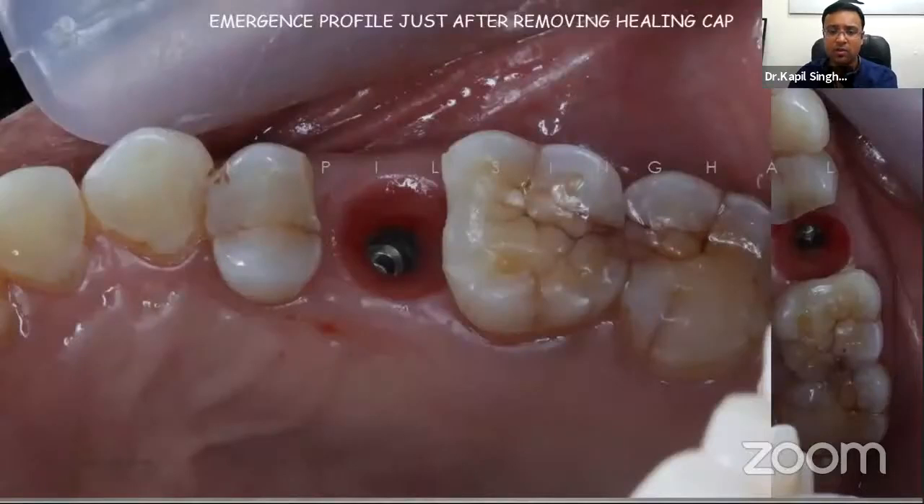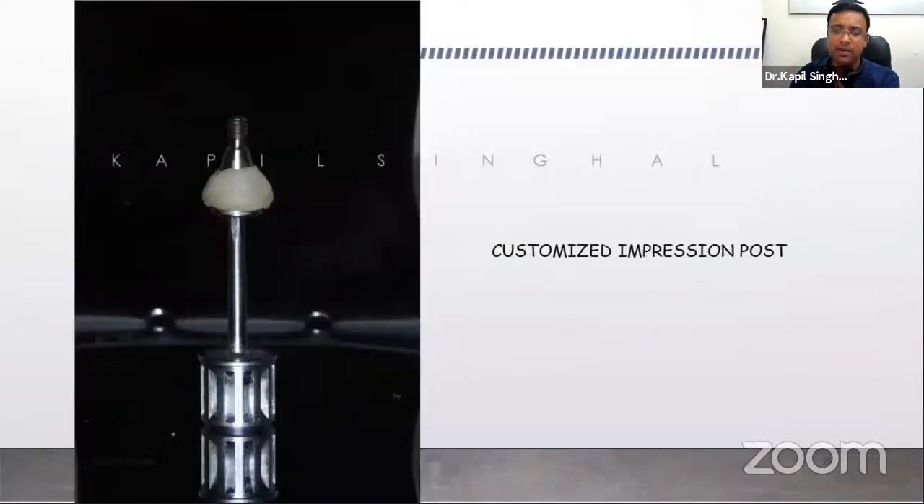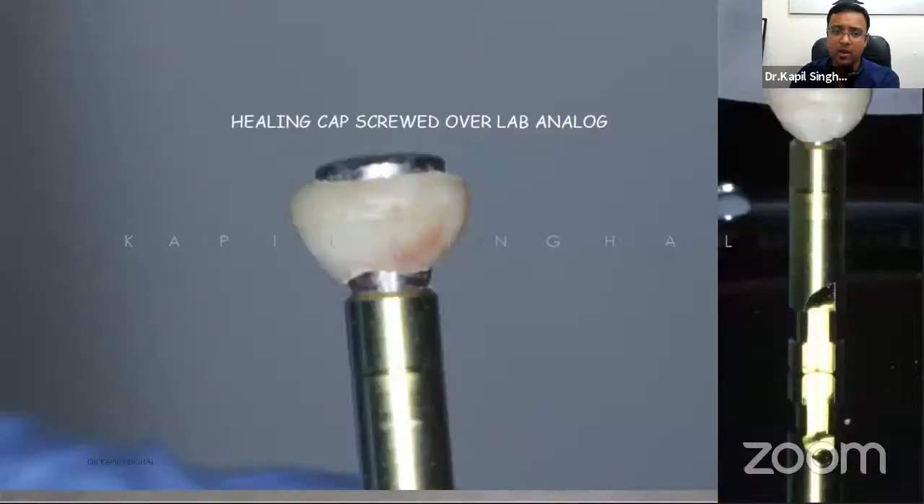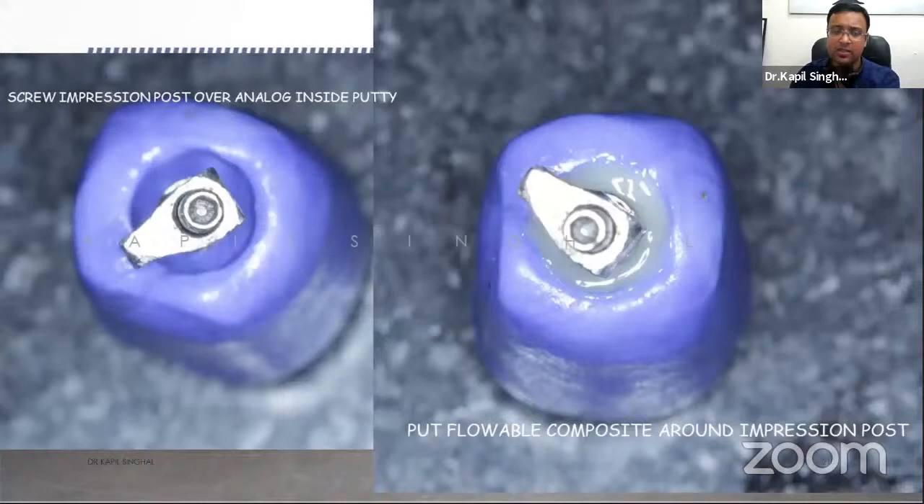You can see a good amount of soft tissue emergence. Now, what I would do, I would take that healing cap and put it over my analog. I'll take the impression of this healing cap and get a putty index of it.